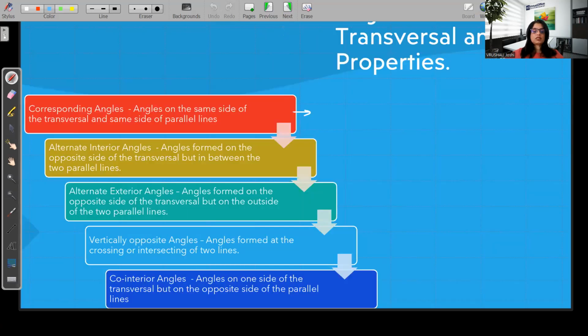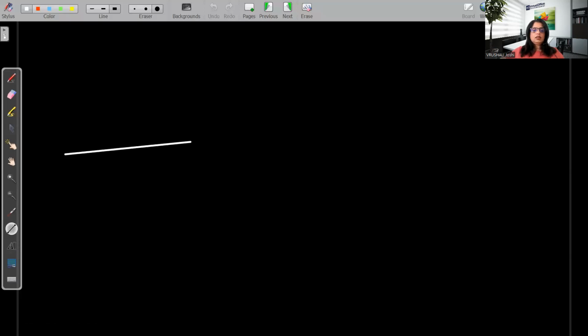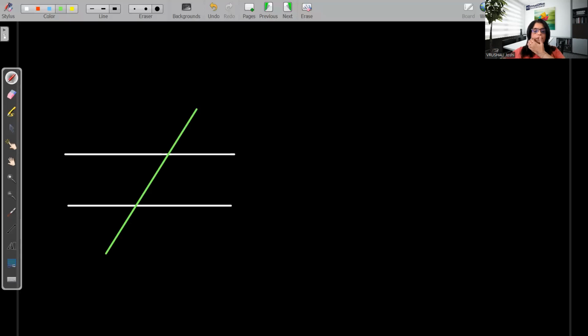Okay. Let's go to the next one. Then we have vertically opposite angles. What are vertically opposite angles? Vertically opposite angles are angles formed when two lines cross. Let's take these two lines, and then we have this as the transversal. All right, so we have A, B, C, D, and E, F, G, H.